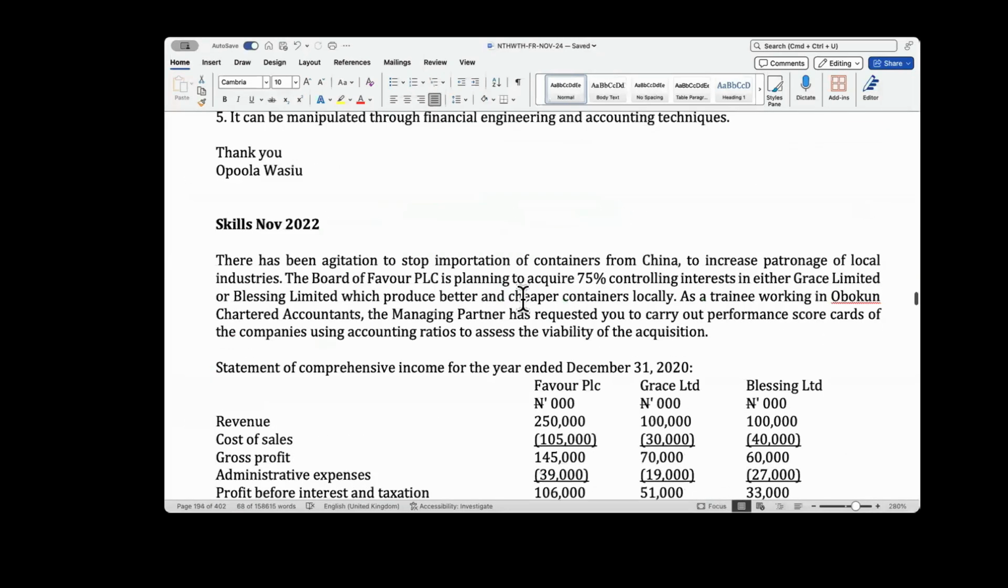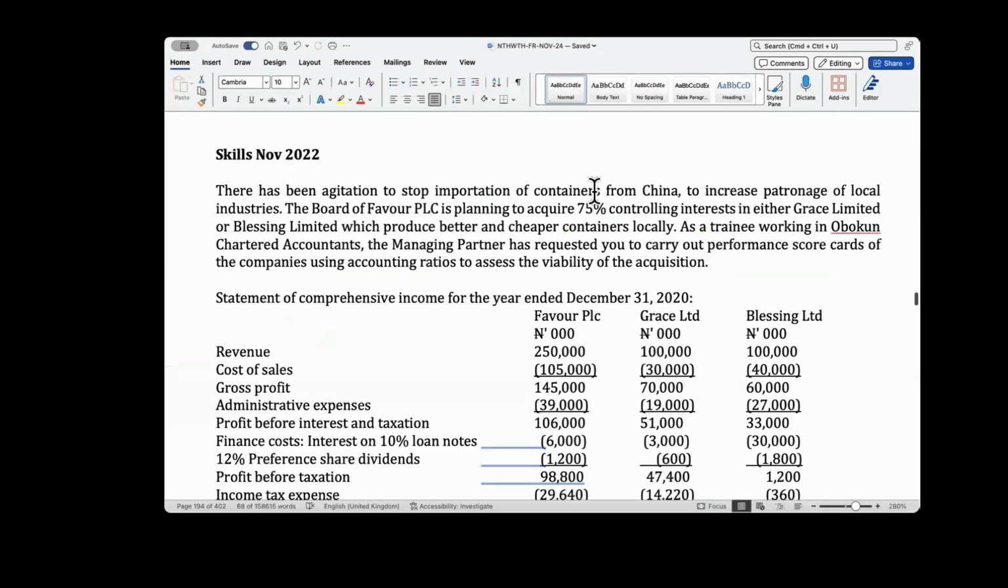So the question itself, they said there has been agitation to stop importation of containers from China to increase patronage of local industries. They said the board of Favor PLC is planning to acquire 75% controlling interest in either Grace Limited or Blessing Limited, which produce better and cheaper containers locally. As a trainee working in Obokun Chartered Accountants, the MD has requested you to carry out performance scorecard of the companies using accounting ratios to assess viability of the acquisition.